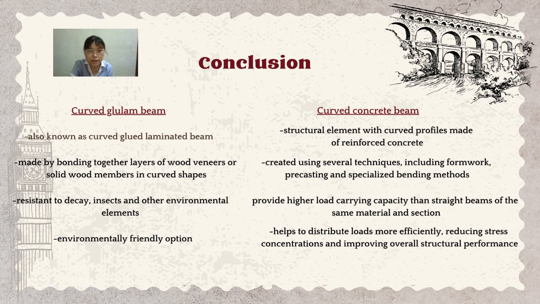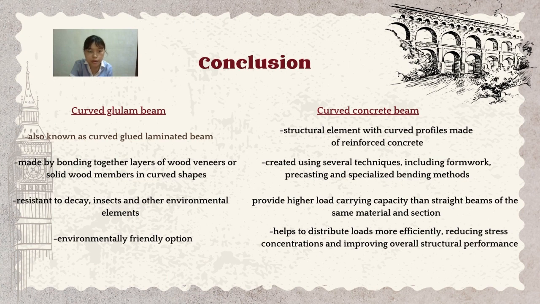Conclusion: curved beams have been applied in various architectural and structural engineering projects, especially in civil engineering field. There are two types of curved beam mentioned in our group project, which are curved glulam beam and curved concrete beam. Curved glulam beam, also known as curved glue laminate beam, is a structural element made by bonding together layers of wood veneer or solid wood member in curved shape. Curved glulam beams are resistant to decay, insect, and other environment element. This ensures their longevity and reduce maintenance requirements. Curved glulam beams also become an environmentally friendly option because they are made from renewable wood resources.